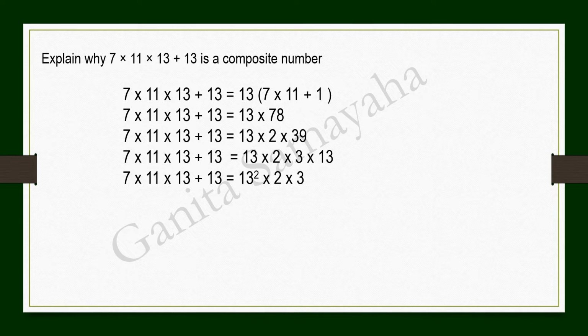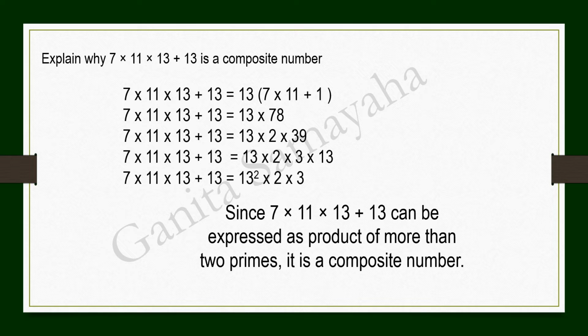So we write this as equal to 13 squared into 2 into 3. So we have expressed the given number as a product of more than two primes. Isn't it, children? So if we can express any given number as a product of more than two primes, then it has to be a composite number. So since 7 into 11 into 13 plus 13, that is whatever we are given, can be expressed as a product of more than two primes, it is a composite number. So this is how we have established whether a given number is a prime number or a composite number. I hope this is clear, children.